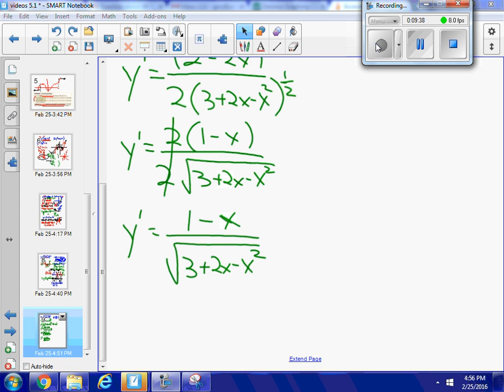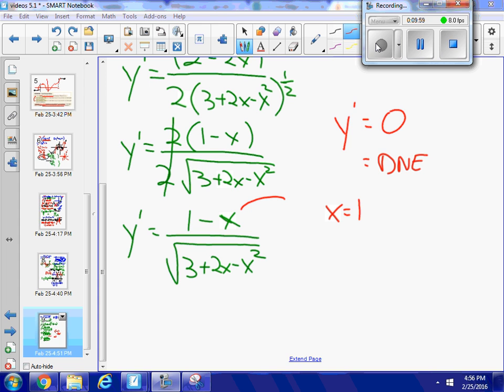Now the whole reason I'm finding the derivative is because I want to find my critical points. I want to find my critical points where the derivative is either equal to 0 or where the derivative does not exist. Well, I can see that the derivative is equal to 0 where x is equal to 1, because if x is equal to 1, my numerator becomes 0, and that's going to make my derivative 0. So x equals 1 is critical and stationary, because the derivative is equal to 0.